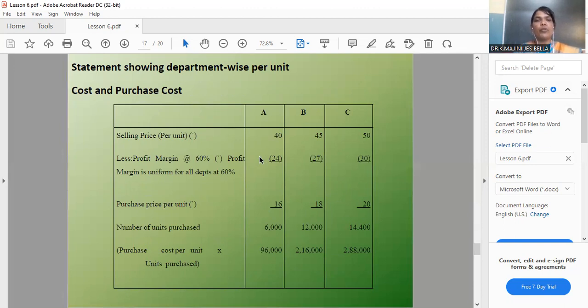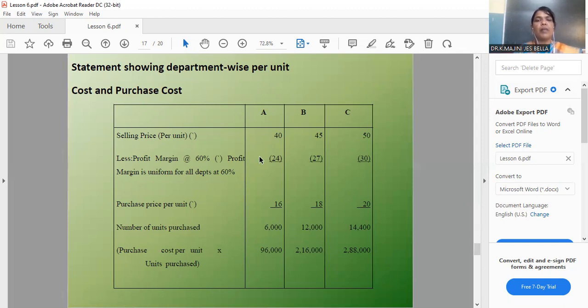Then come to the department B. Department B, selling price 45 rupees. For that 45, we have to calculate 60%. That is 27. You subtract the profit margin, you will get 18 rupees. That is purchase price per unit.